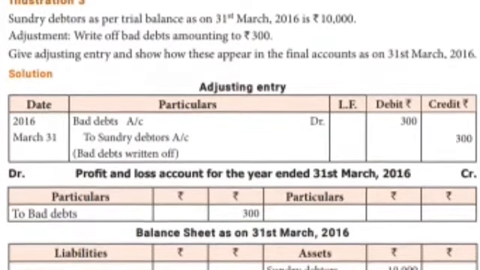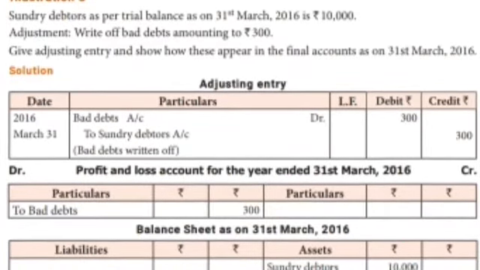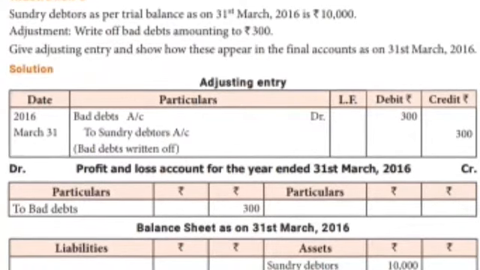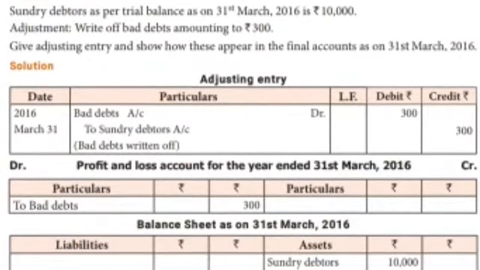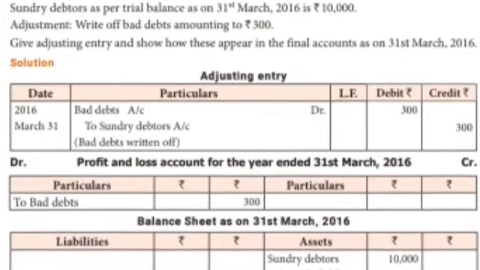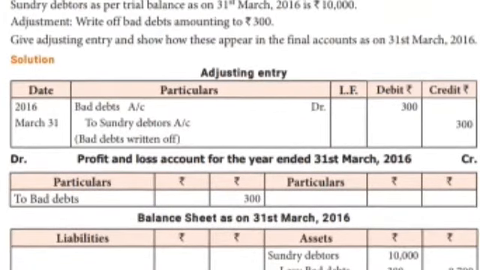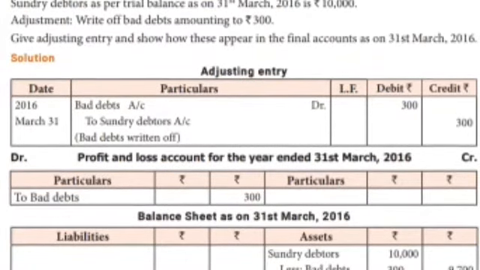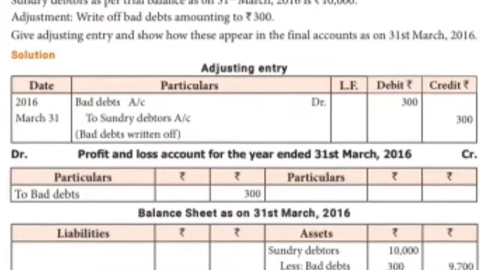In illustration 3 onwards, we have to write the adjusting entry and how to show it in the P&L account, I mean profit and loss account, as well as the balance sheet. Let's see the adjusting entry of bad debts. Bad debts account debit to sundry debtors 300. How are we going to show it in the P&L account? To bad debts. Bad debts is one of the losses, one of the expenses, so we have to write it on the debit side. So to bad debts 300.